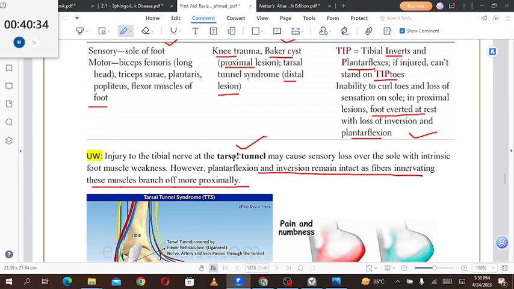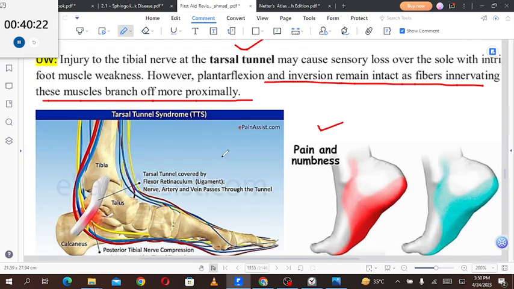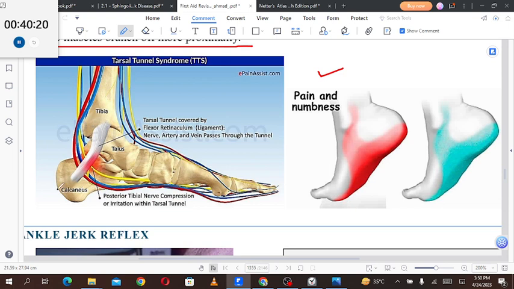So injury to the tibial nerve at the tarsal tunnel may cause sensory loss over the sole with intrinsic foot muscle weakness. However, plantar flexion and inversion remain intact as the fibers innervating these muscles branch off more proximally. So here you can see the pain and numbness over there. Then we have the tibia, talus and calcaneus. The tarsal tunnel is covered by the flexor retinaculum ligament, and the nerve, artery, and vein pass through the tunnel. Posterior tibial nerve compression or irritation within the tarsal tunnel can be there.